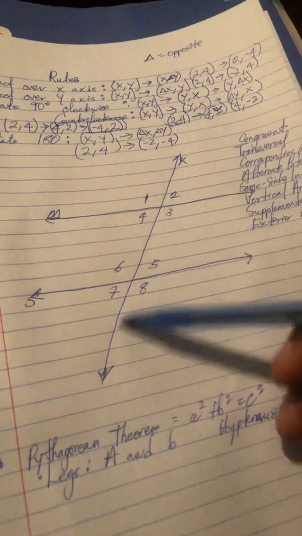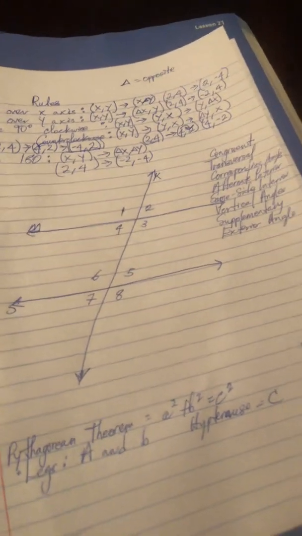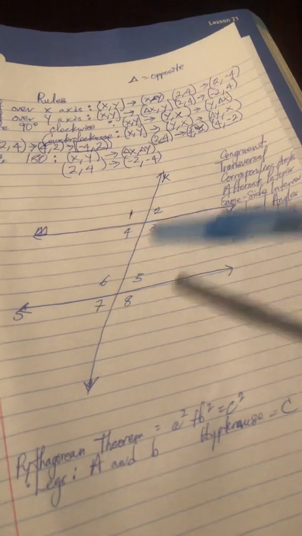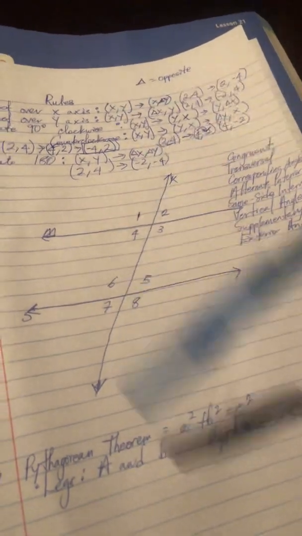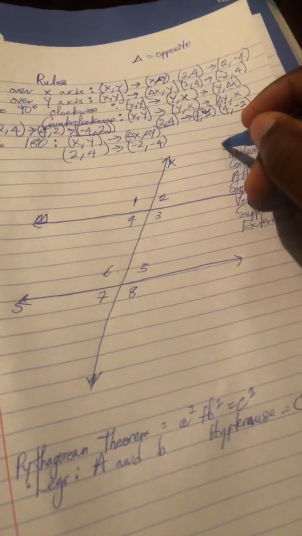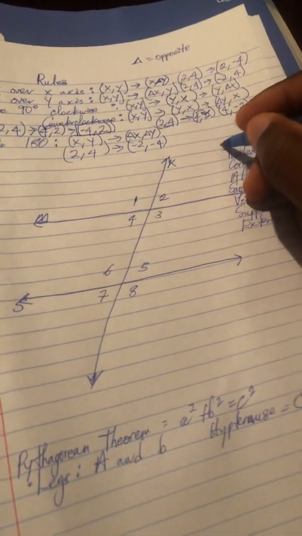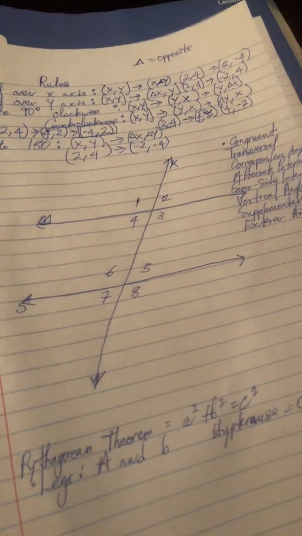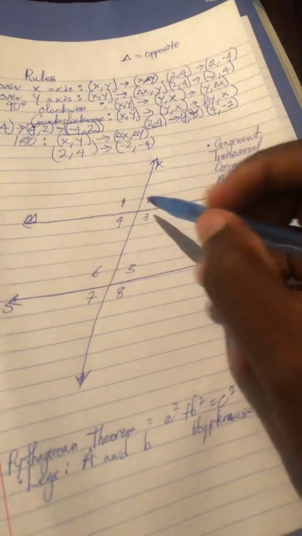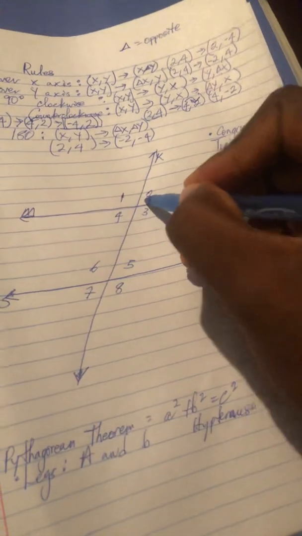Now, there's one, two, three, four, five, six, seven, 8 angles here, and they all have different relationships. What we're looking at, this word congruent, we know that congruent means that it's the same, correct? All right. So I'm looking at angle 1 and 2.